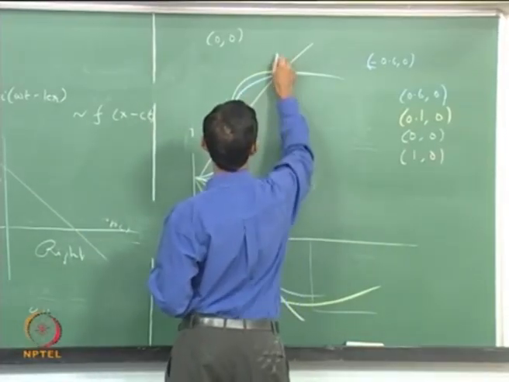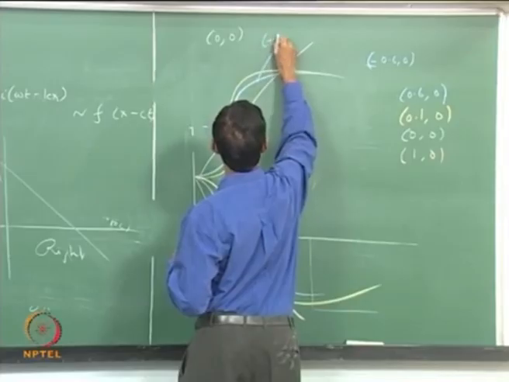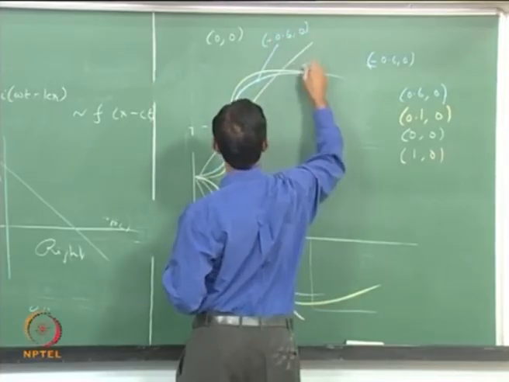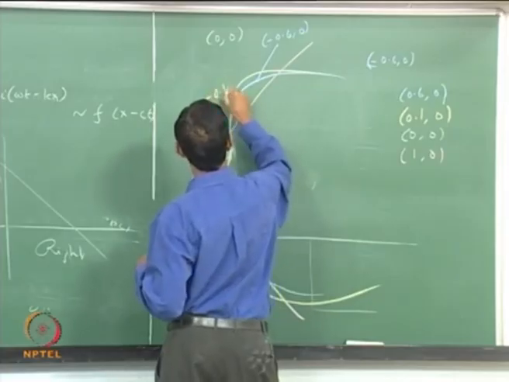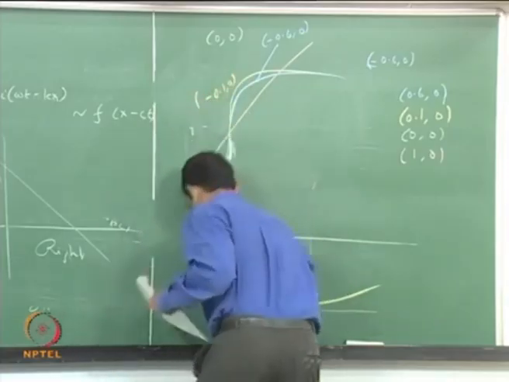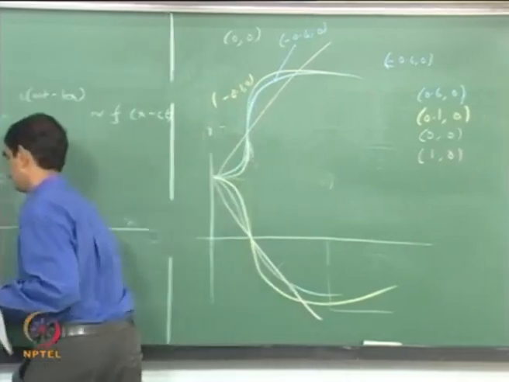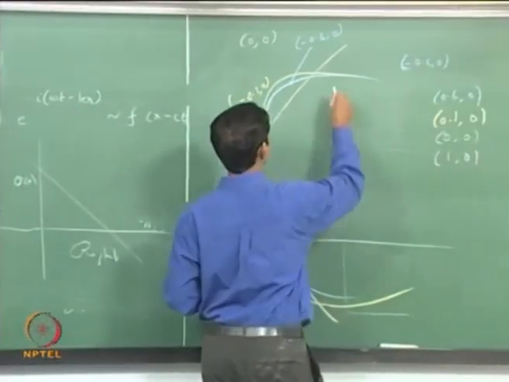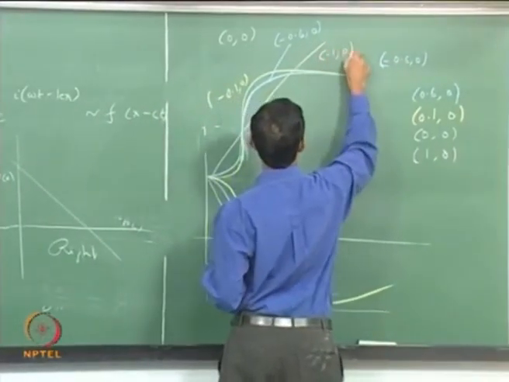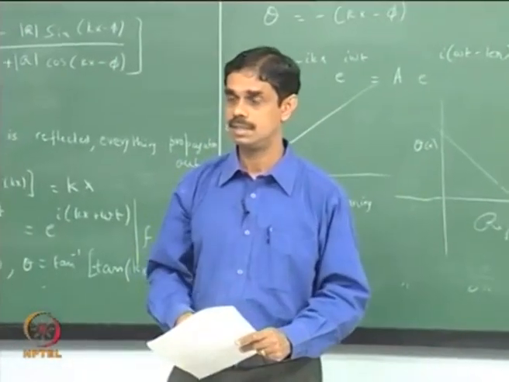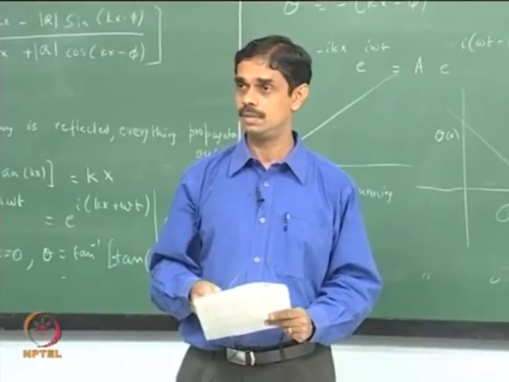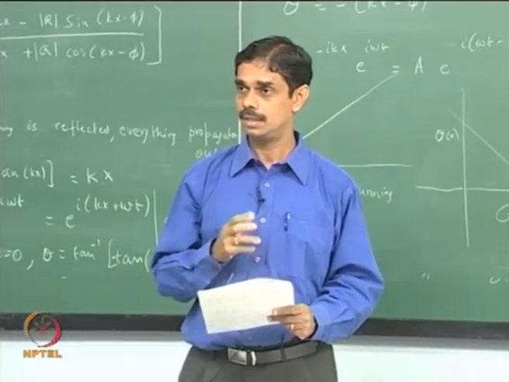So this blue is minus 0.6, 0, this would be... so you have to determine the phase, and that's the only way you can distinguish between a left running wave and a right running wave.